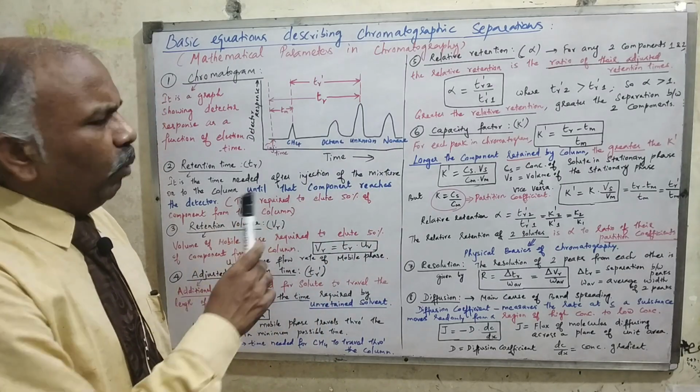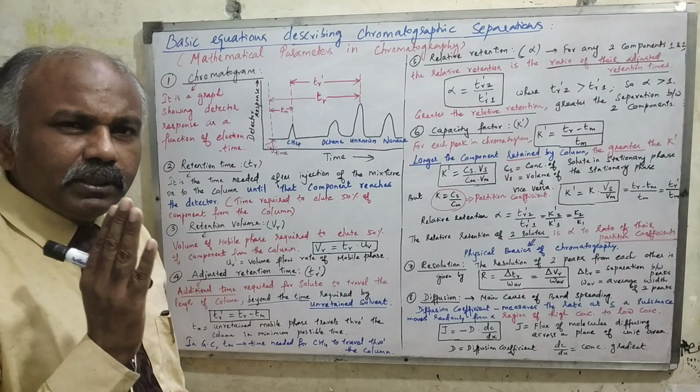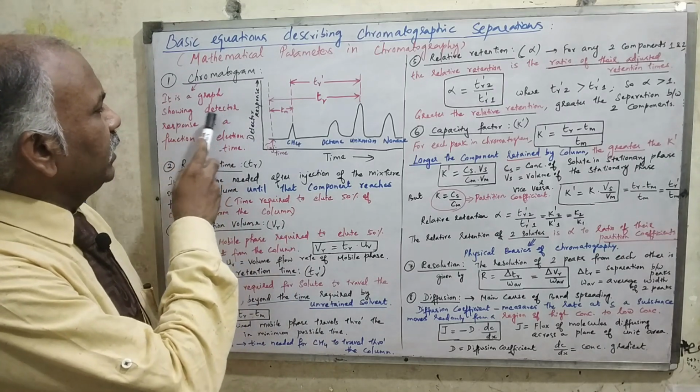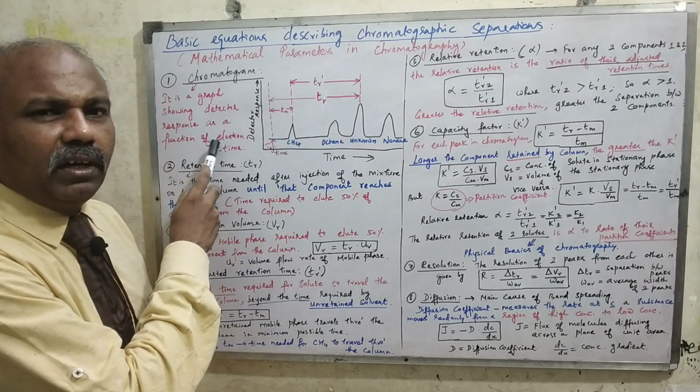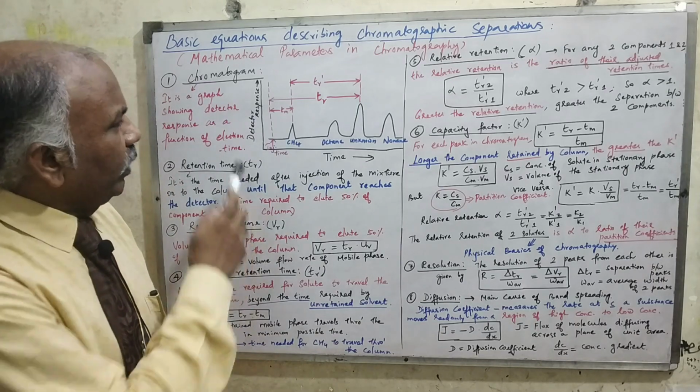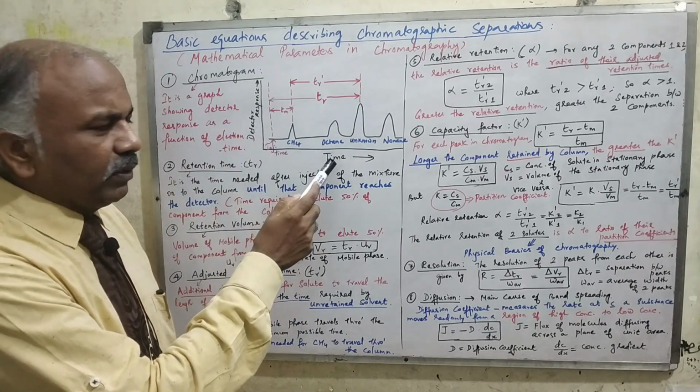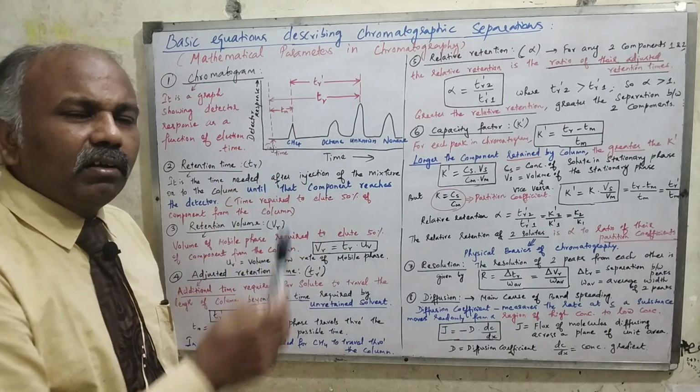Now what is called a chromatogram? Chromatogram is basically a graph showing the detector response as a function of elution time. So that is called chromatogram.